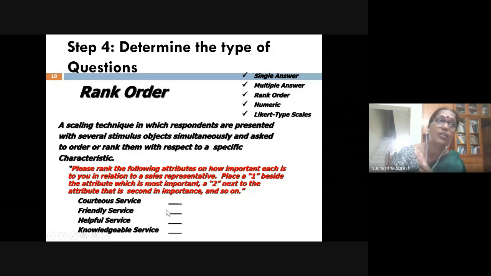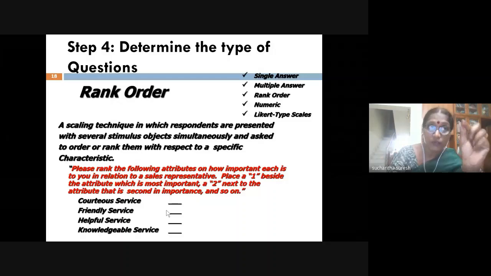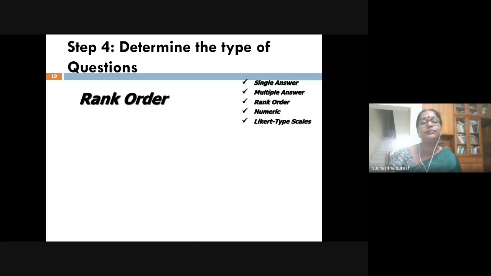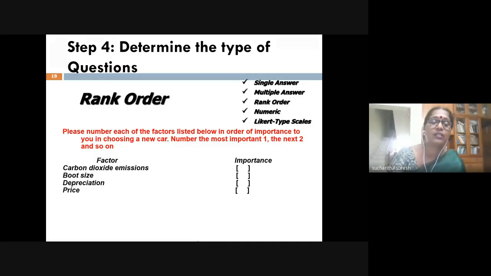So ranking is not rating here. Ranking means 1, 2, 3, 4, giving for different options. One cannot be repeated again in another place, like 1, 2, 3, 4. Hope it is clear. Rank order here also you can see that.